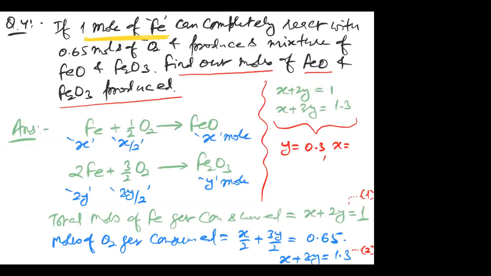So you directly subtract equation 1 from equation 2, you will get the value of Y. And as per the value of X, how much will you get? It is 0.4. So moles of FeO, which is X, should be equal to 0.4 moles, and moles of Fe2O3 produced, which is Y, comes out to be 0.3 moles.